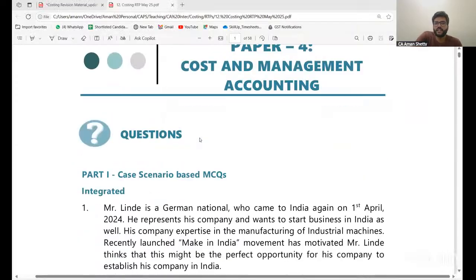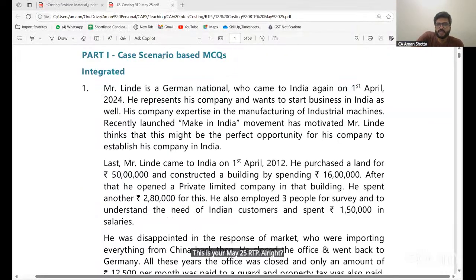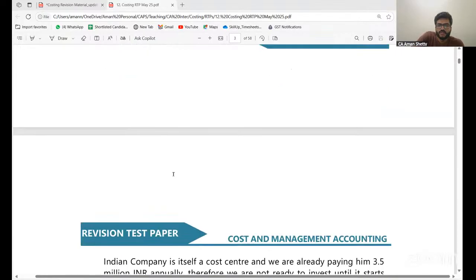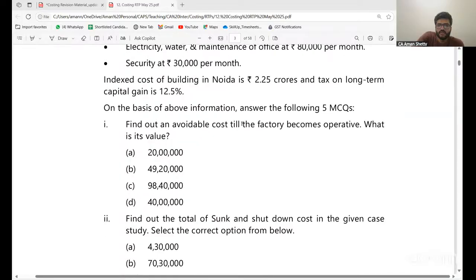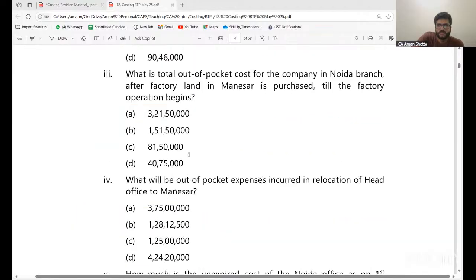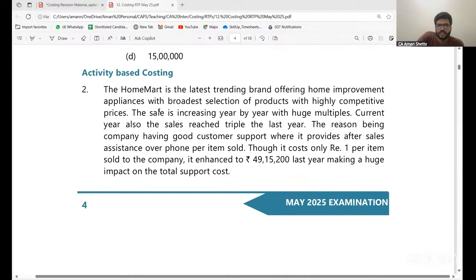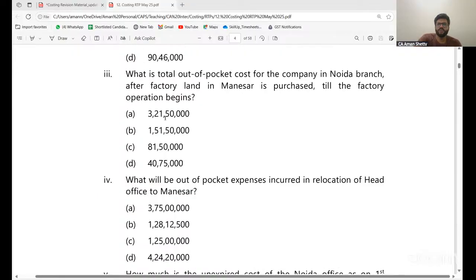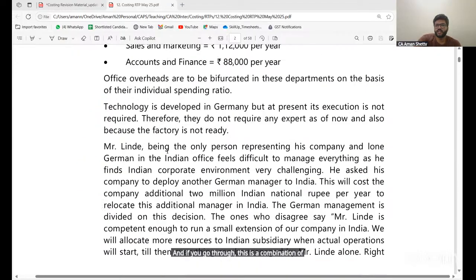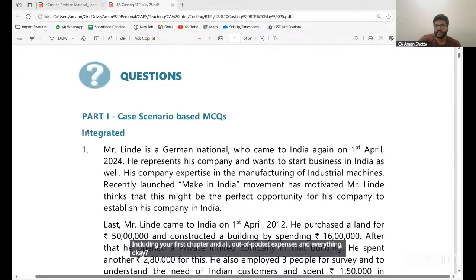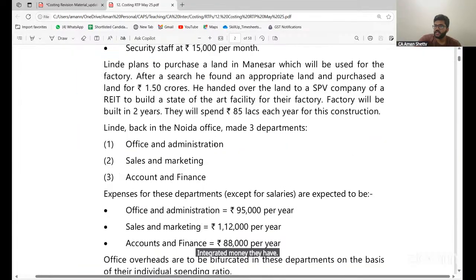Yes, this is your May 25 RTP. All right. Case scenario based MCQs. All of you go through. This is a combination of all the chapters, including your first chapter, out of pocket expenses and everything. Integrated questions they've given. Yes, it is not pertaining to a particular chapter.